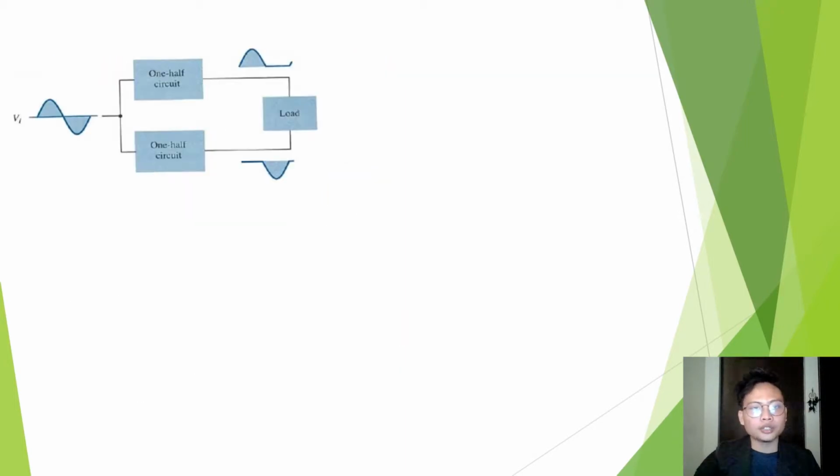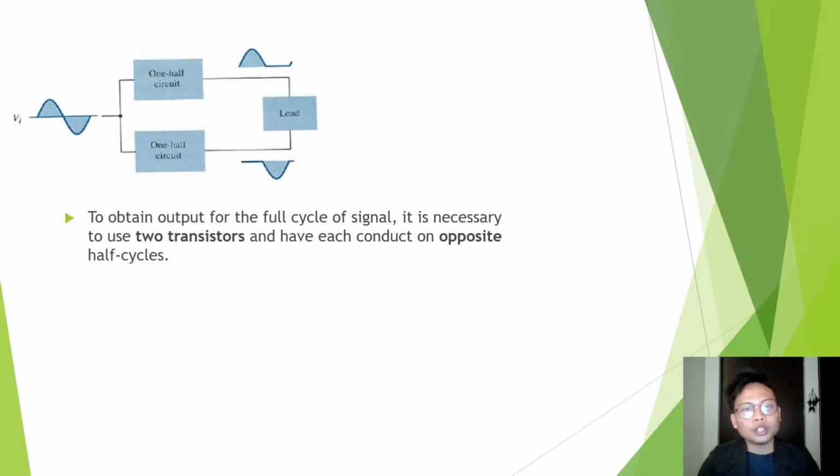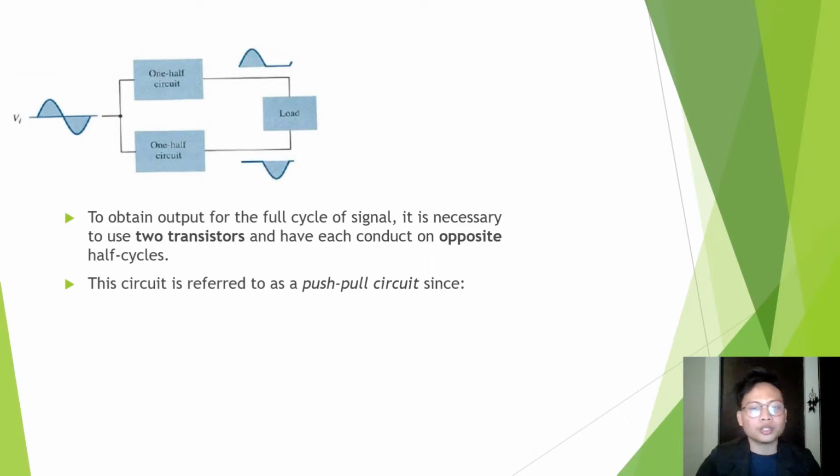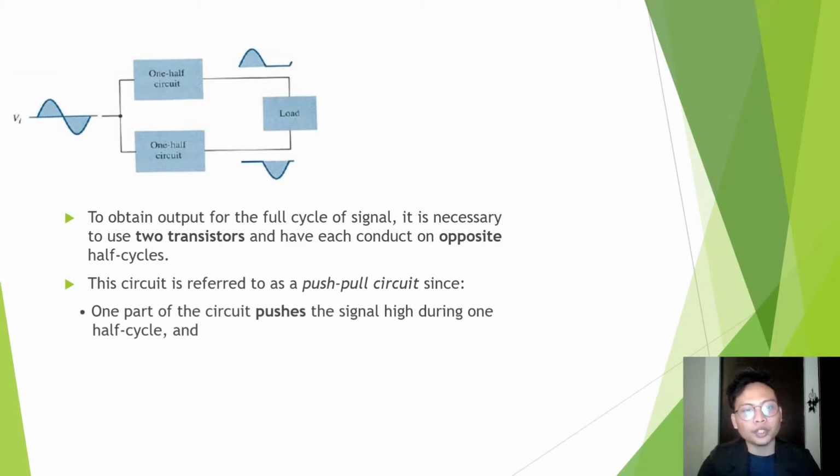Moving to the next slide. To obtain output for the full cycle of the signal, it is necessary to use two transistors and have each conduct for a half cycle. This circuit is referred to as a push-pull circuit. One part of the circuit pushes the signal high during one half cycle, and the other part pulls the signal low during the other half cycle.